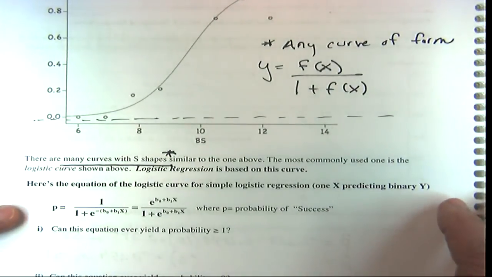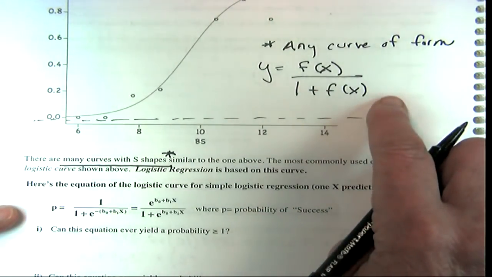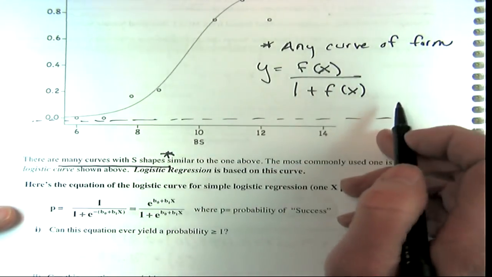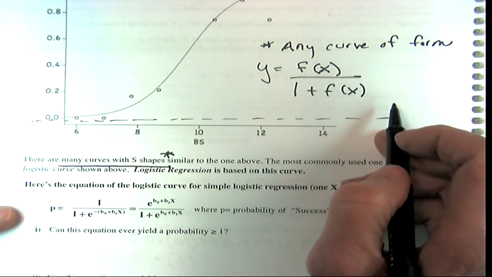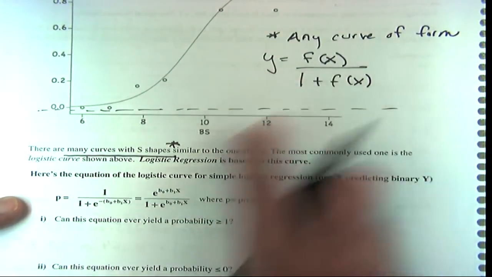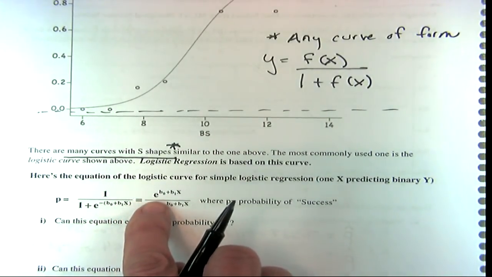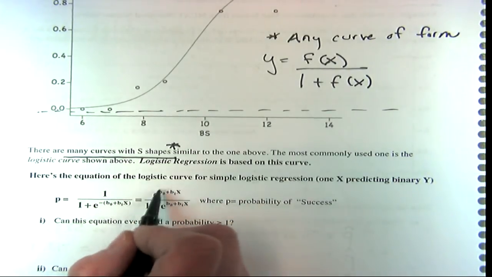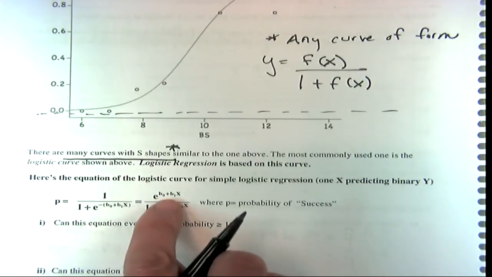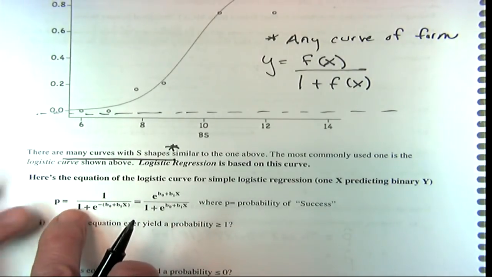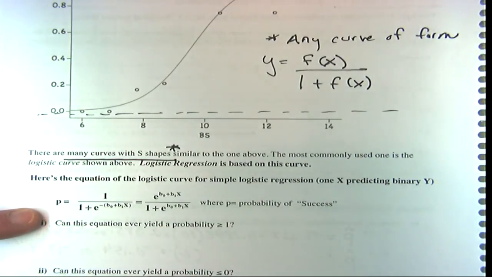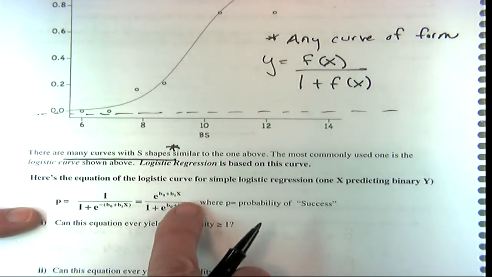Right? And the logistic regression curve, where f of x is positive, has this form. The f of x is an exponential function, e to the beta 0 plus beta 1 x. It's linear in this exponent up here. And you'll see why this is important. But that's the equation for logistic regression when you just have one x. We're going to look at multiple x's, but for today we'll just concentrate on one x.